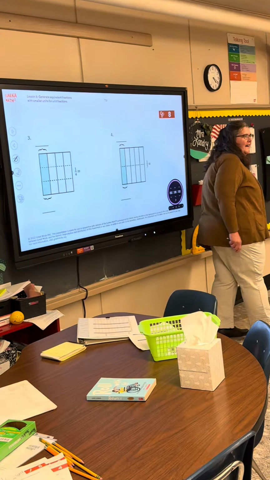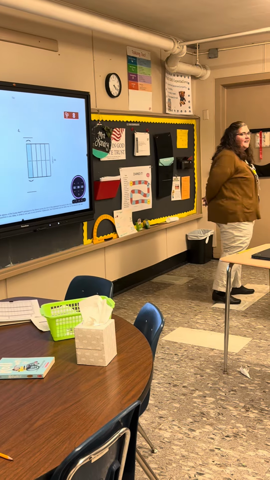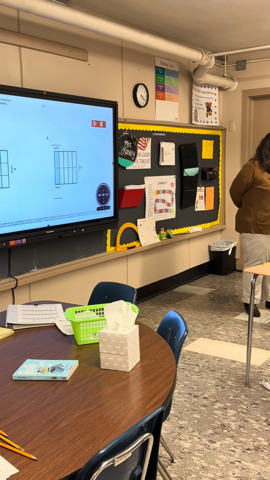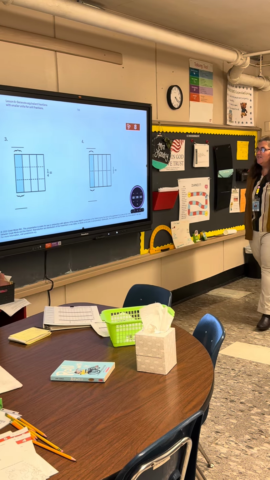A lot of you are getting the equivalent fraction part of it. You're getting confused when it comes to the multiplication. What did you multiply? So let's look at this first.